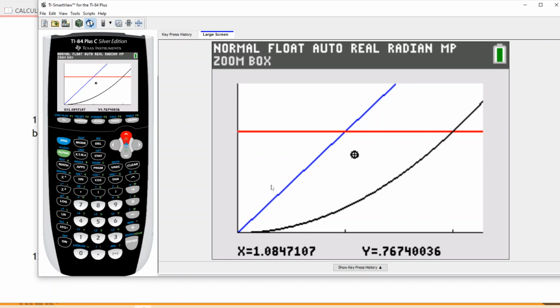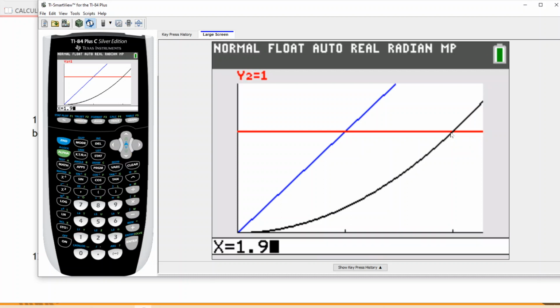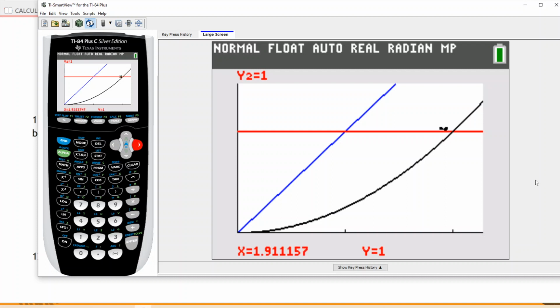Since the blue line is y equals x and the red line is y equals 1, where they intersect, y has got to be equal to 1. And if y is equal to 1 and we're on the blue line, then the x coordinate is 1. So I'm pretty sure that if I trace along and I go to x equals 1, that should get me right at that intersection. Now the other intersection on the right over here looks like it's close to, what is that, 1.9? So we'll go to 1.9 and we'll see. Yeah, that's a little bit more than 1.9. I don't actually know what this intersection is.